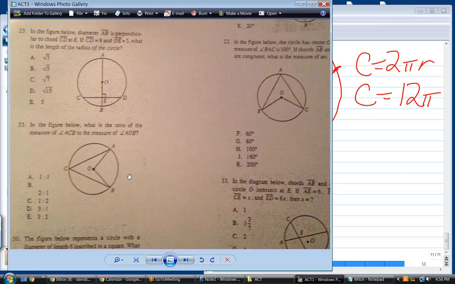What's the ratio of the measurement of ACB to AOB? If you had to guess, what would your guess be? I would say B, 2-to-1. Make sure you get it in the right sequence. Oh, is that angle twice as big as that angle? No, other way around, right? Yeah. So it's 1-to-2. Okay.